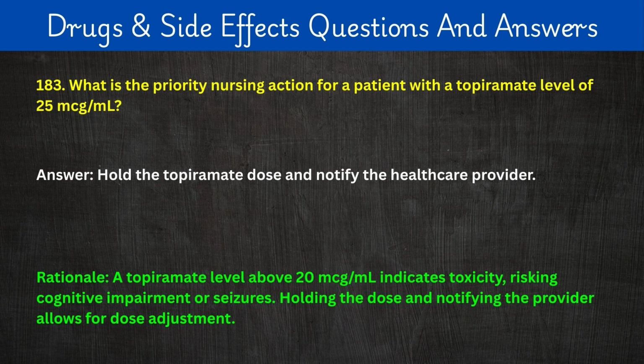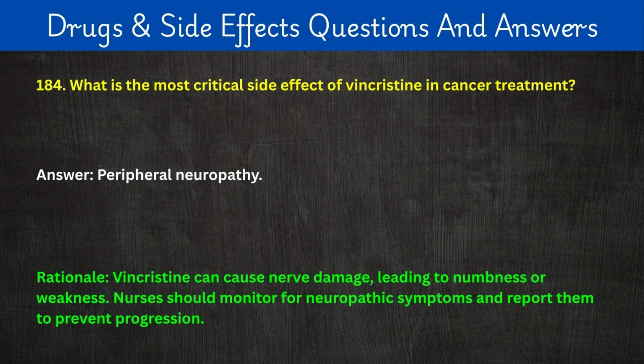Holding the dose and notifying the provider allows for dose adjustment. 184. What is the most critical side effect of vincristine in cancer treatment? Answer: peripheral neuropathy. Rationale: vincristine can cause nerve damage, leading to numbness or weakness. Nurses should monitor for neuropathic symptoms and report them to prevent progression.